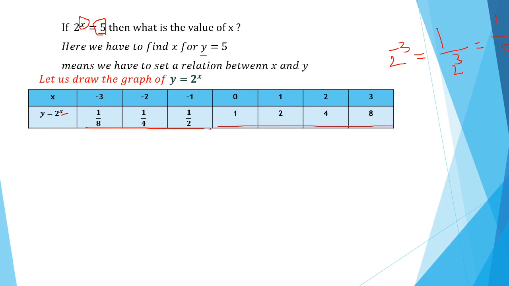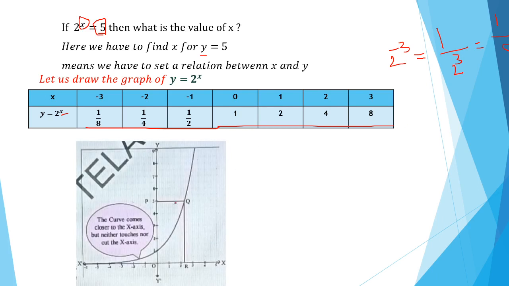So these are all the y values, and these are all x values. We are assuming x values and we are finding the y values. Then we are getting this table. And now we get a graph like this. See here, if you draw a graph of x and y for this table, it comes like this.